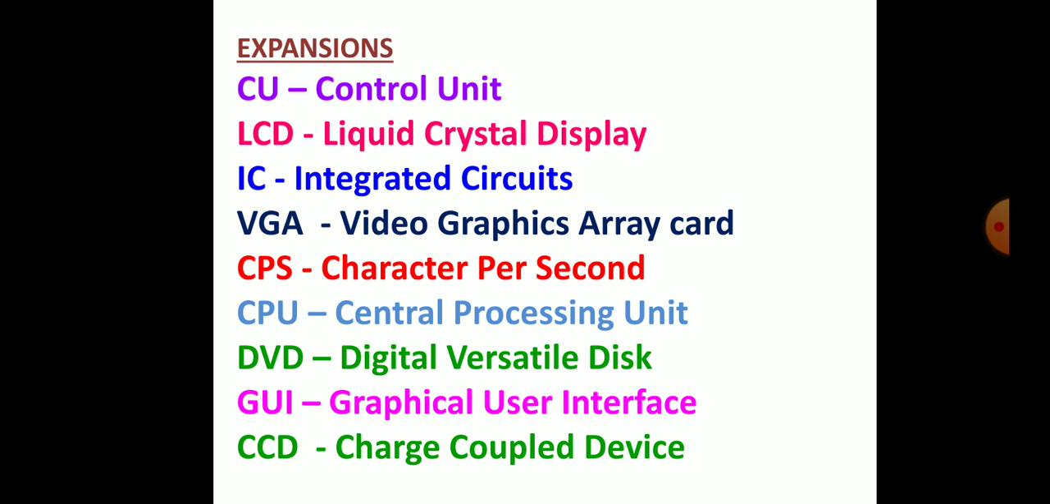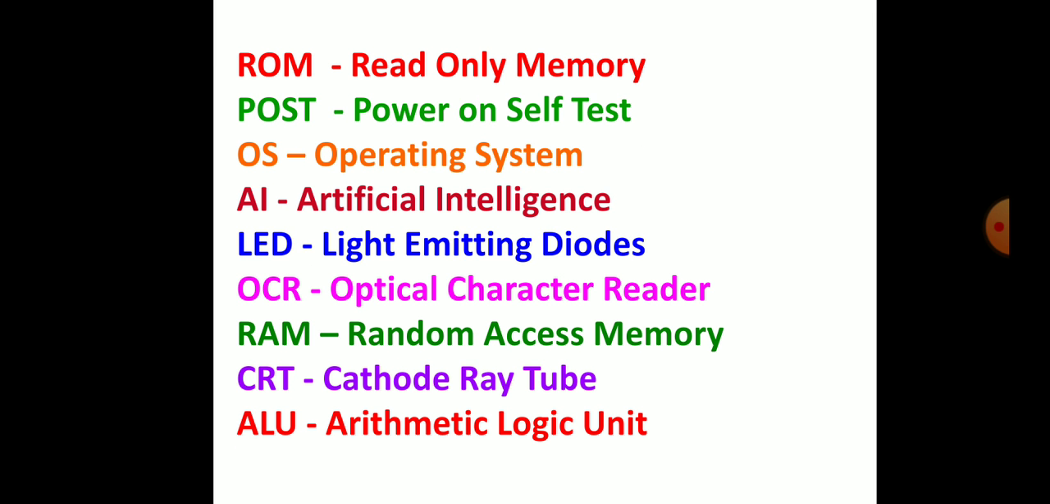Expansions. CU, control unit. LCD, liquid crystal display. IC, integrated circuits. VGA, video graphics array card. CPS, character per second. CPU, central processing unit. DVD, digital versatile disk. GUI, graphical user interface. CCD, charge coupled device. ROM, read only memory. POST, power on self test. OS, operating system. AI, artificial intelligence. LED, light emitting diodes.